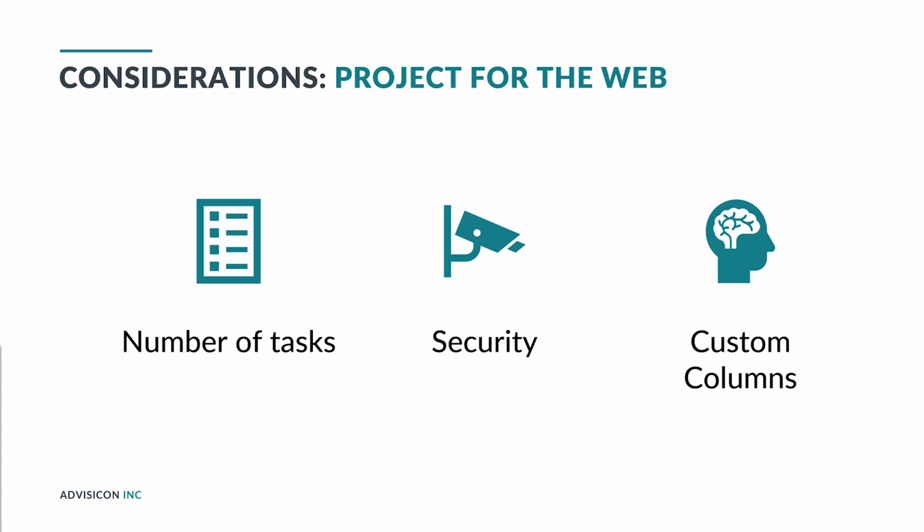Lastly, do your projects have custom columns? Project for the Web has a limited number of out-of-the-box columns, and is that sufficient for you? Do you know what kind of columns you want for your projects? Do you know what kind of metrics your project needs to measure success? So these are things to consider when using Project for the Web.